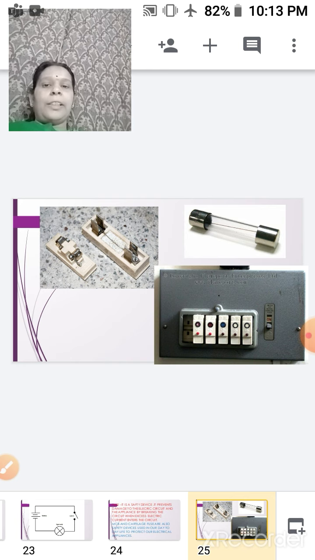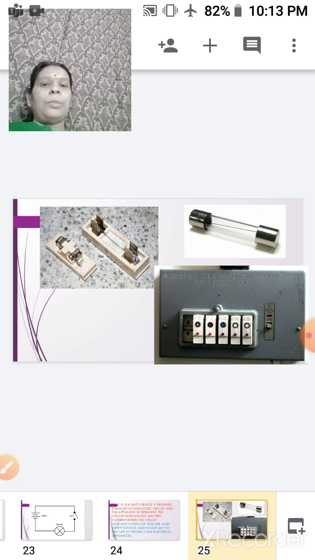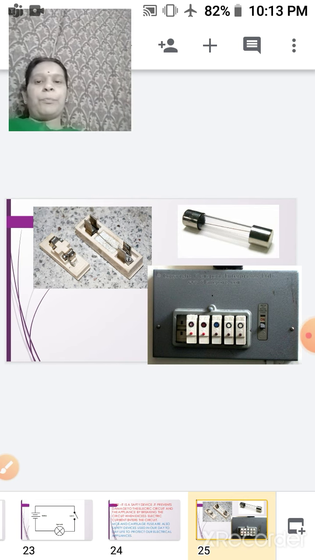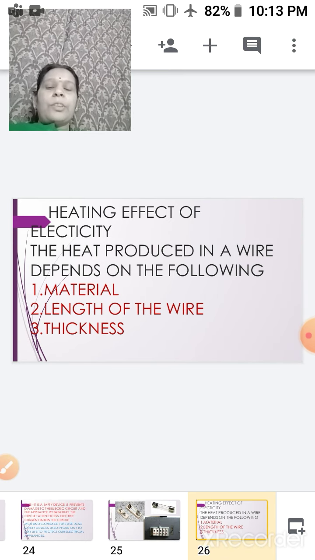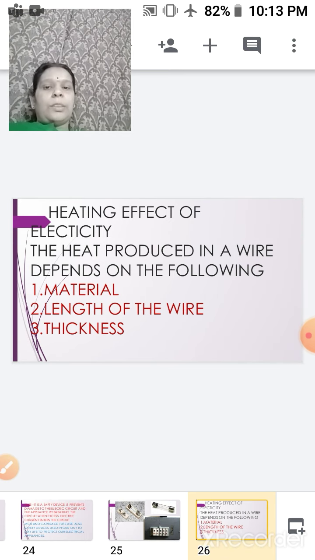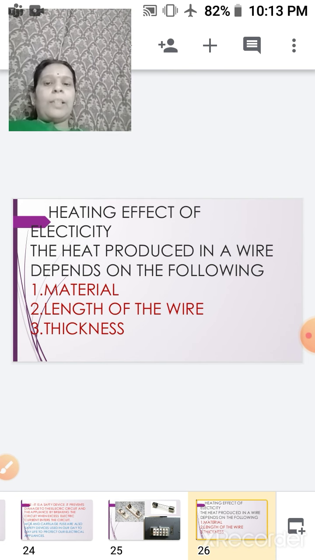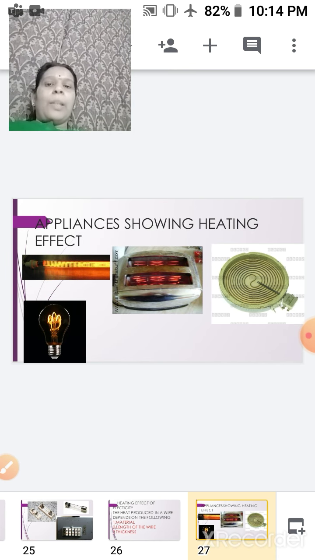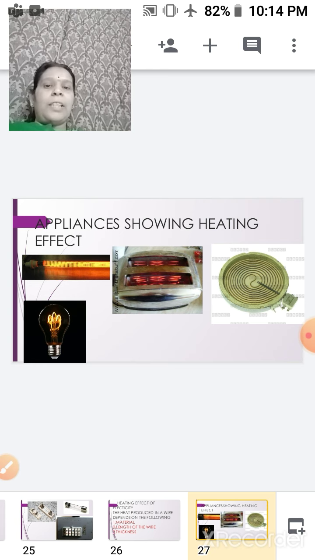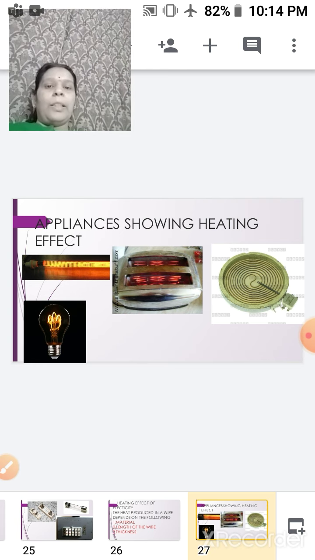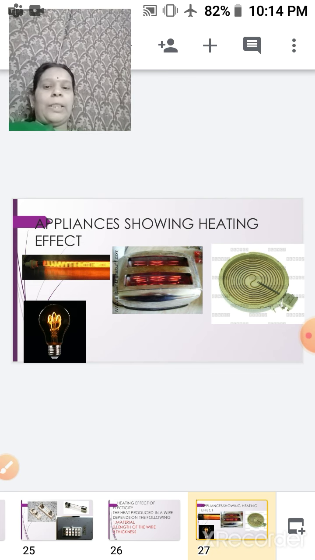Here you can see again the structure of the fuse, MCB, and your cartridge fuse. Now the heating effect of electricity is basically produced within a wire, and it depends on the following: first, the type of material you are using for the wire, then the length of the wire, and the thickness. Here are a few appliances where you can see how the heating effect is visible when we switch on our appliances.